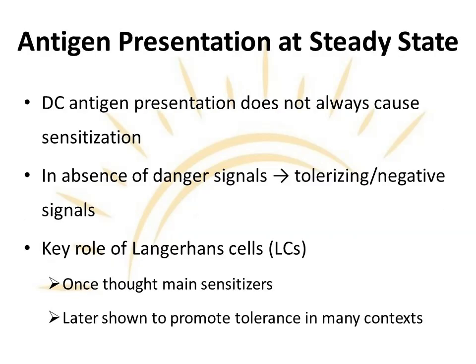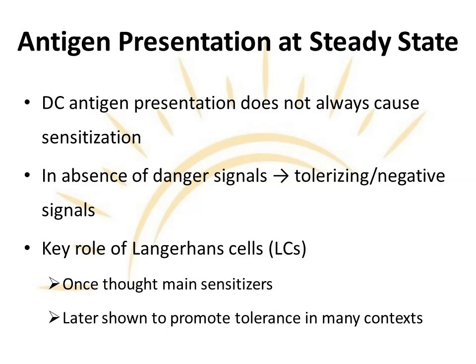Antigen presentation at steady state. Dendritic cells, DCs, constantly present antigens, but antigen presentation does not always trigger immune activation or sensitization. In the absence of danger signals like infection or tissue injury, DCs provide tolerizing or negative signals to T cells, promoting immune tolerance rather than inflammation.